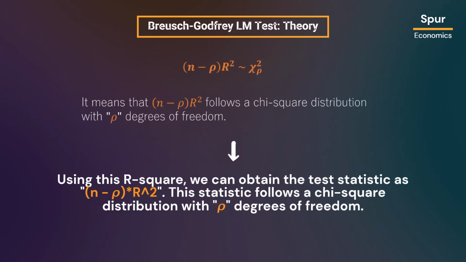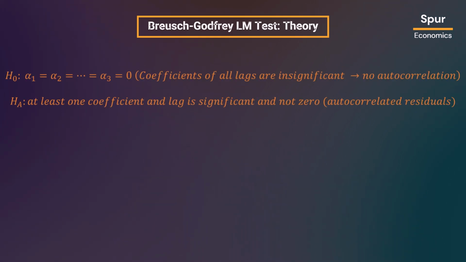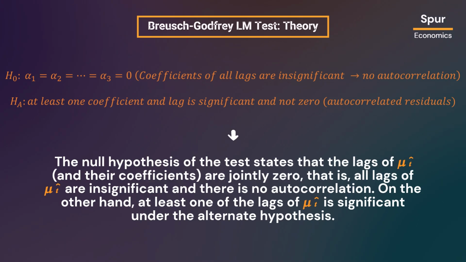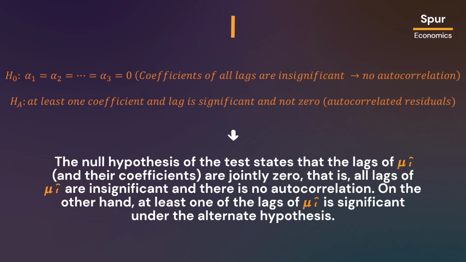Using this R-square, we can obtain the test statistic as n minus rho multiplied by R-square. This statistic follows a chi-square distribution with rho degrees of freedom. The null and alternate hypothesis of the test are shown here. The null hypothesis of the test states that the lags of mu cap are jointly zero, that is, all lags of mu cap are insignificant and there is no autocorrelation. On the other hand, at least one of the lags of mu cap is significant under the alternate hypothesis.